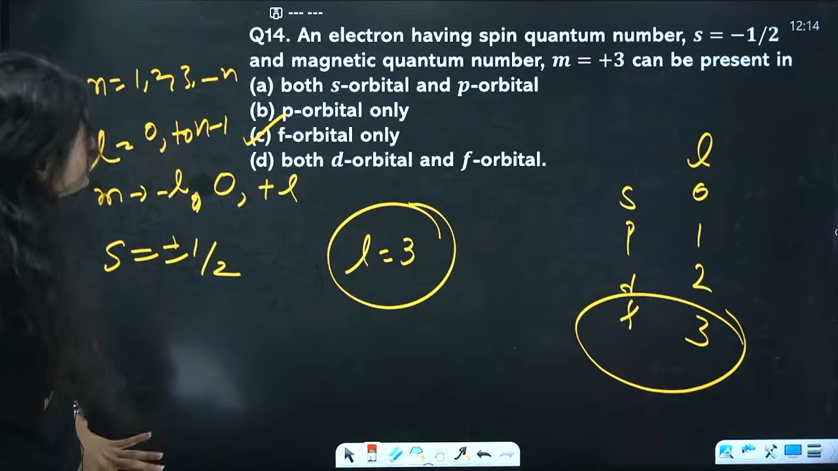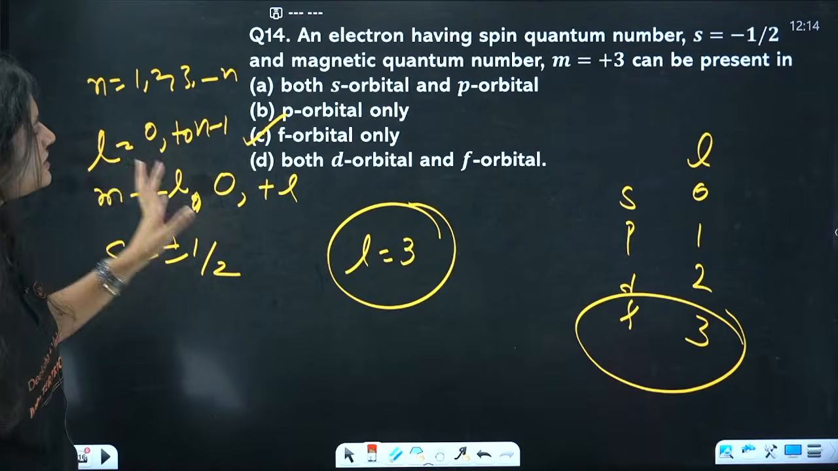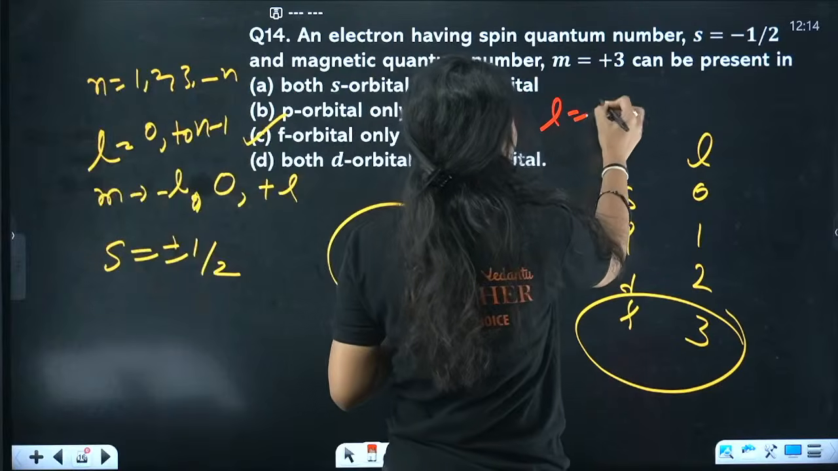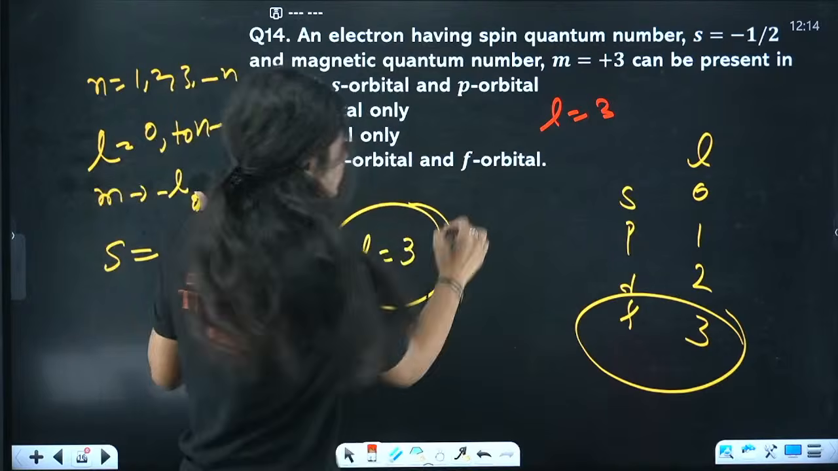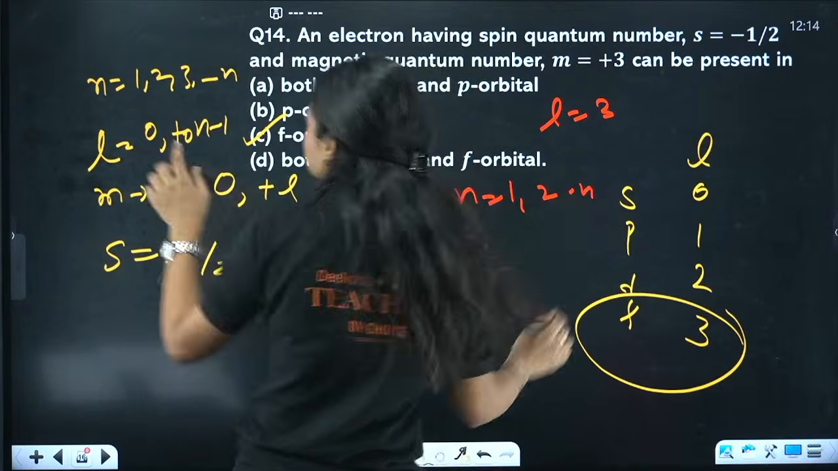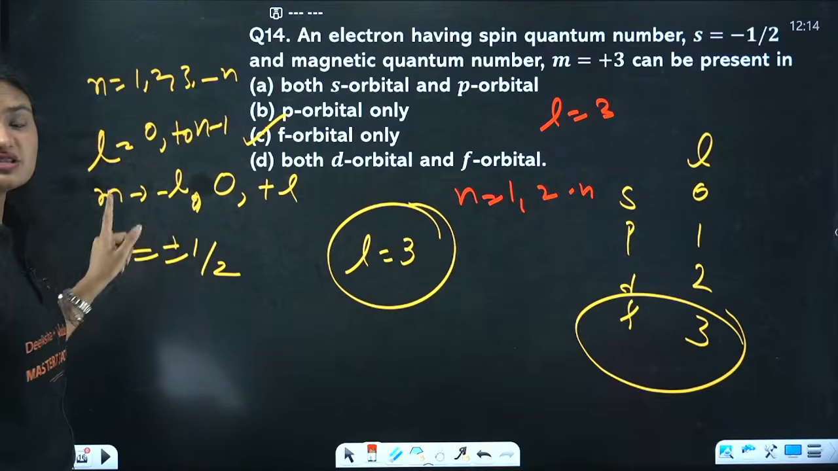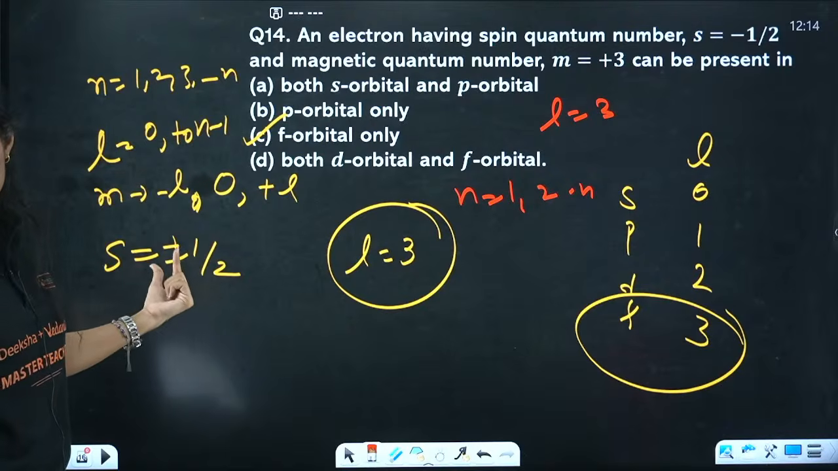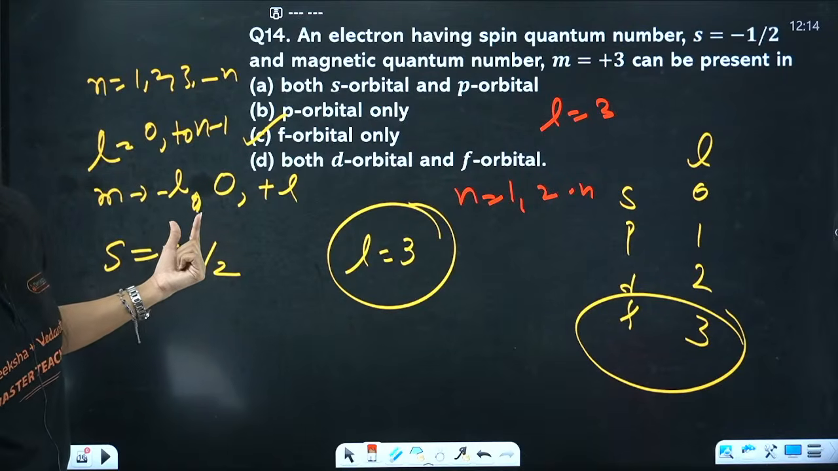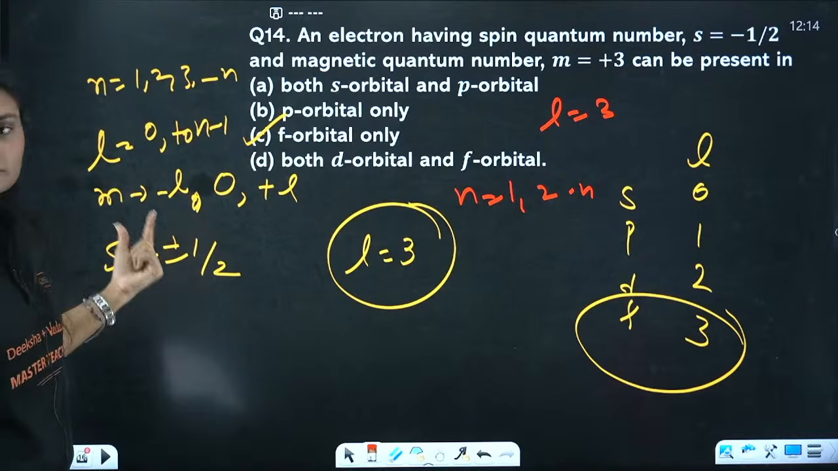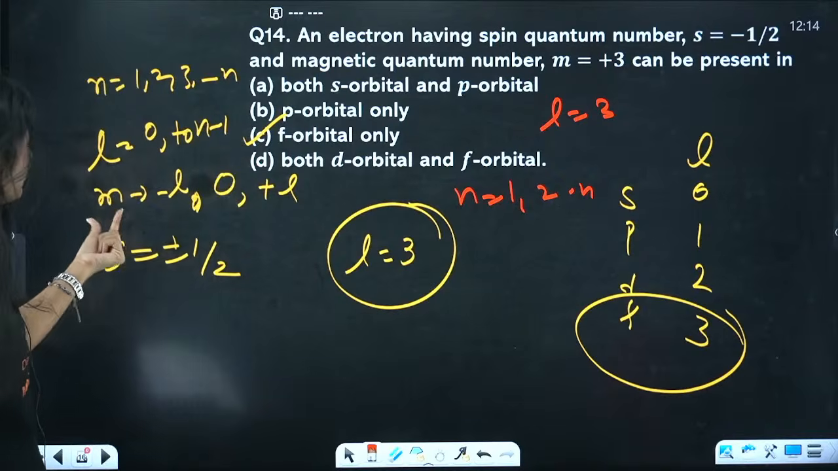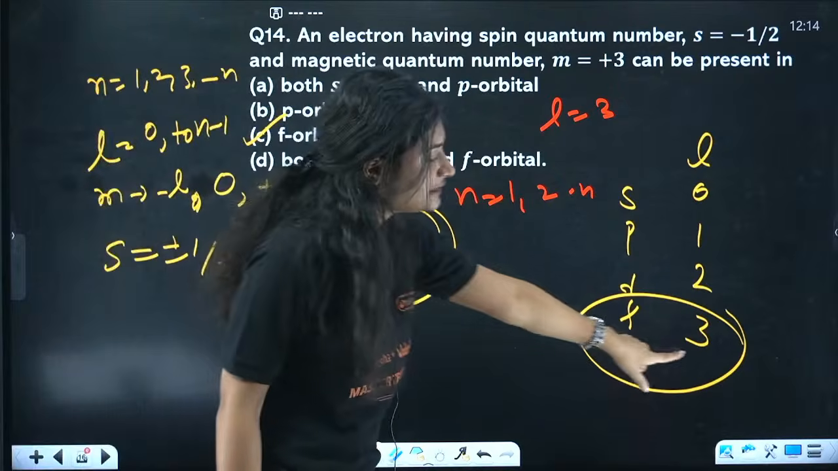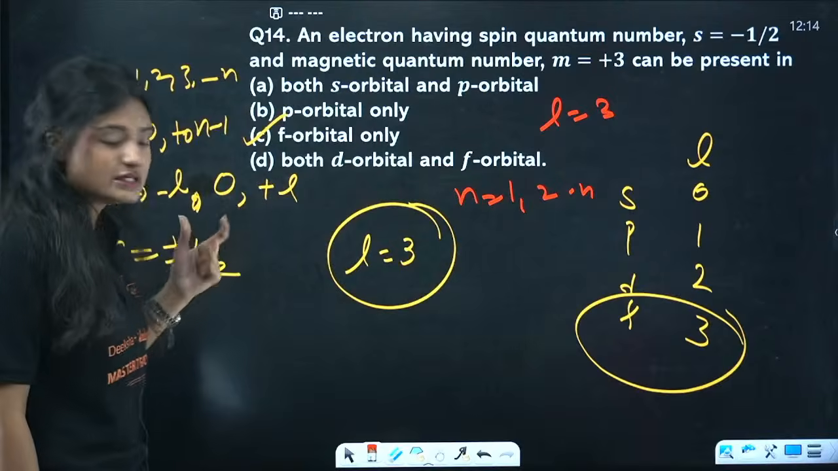Next question. An electron having this spin quantum number, which orbital does it belong to? I know if m is plus 3, that means L is also 3, because I know n is 1 to n, L is 0 to n minus 1, m is minus L to plus L including 0, and S is equal to plus minus half. So if m is 3, L is 3, that means the orbital involved is f orbital.